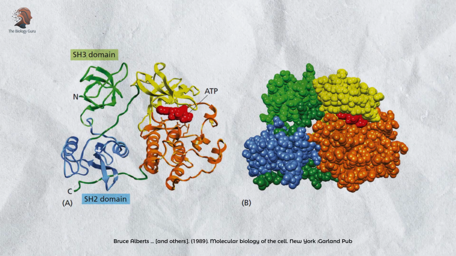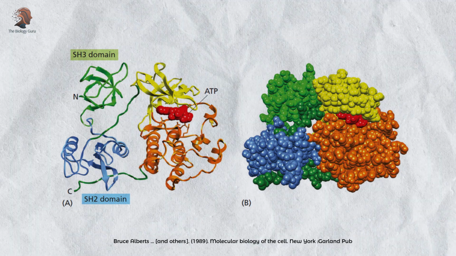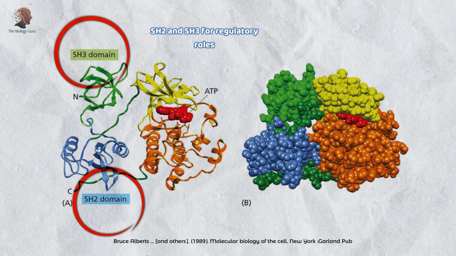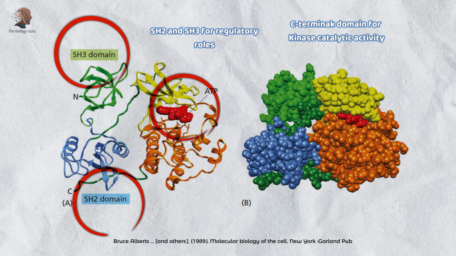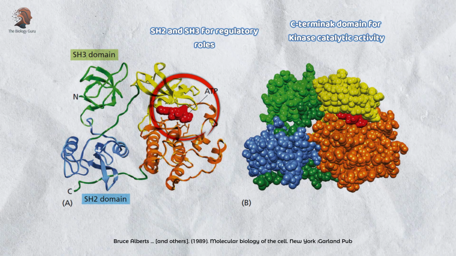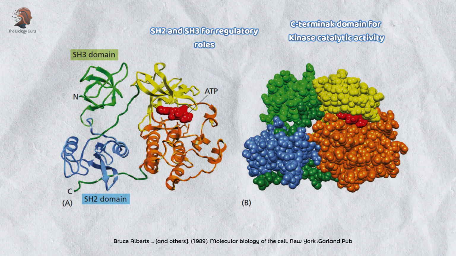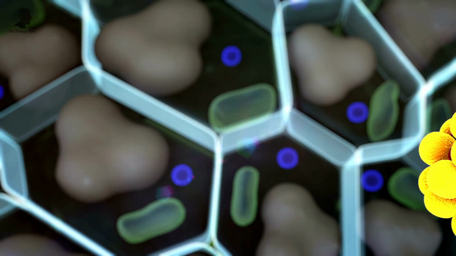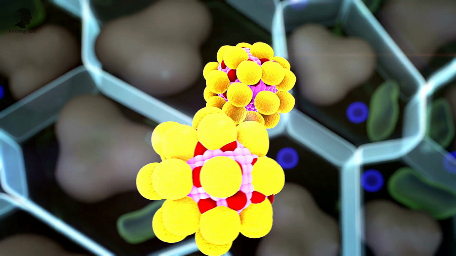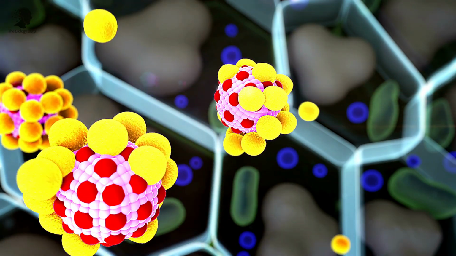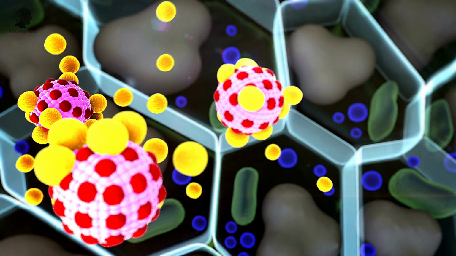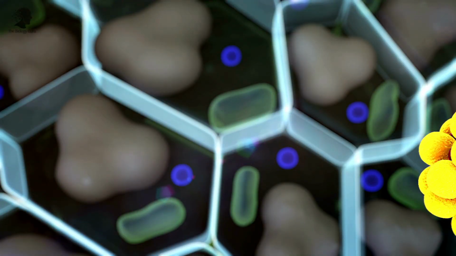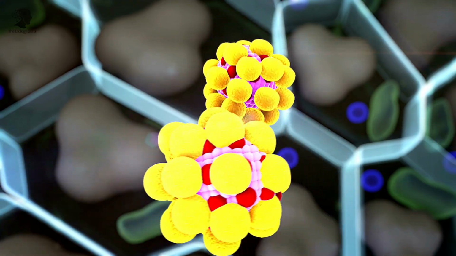Different domains within a protein often have distinct functions. For instance, the SRC protein kinase has three domains, SH2 and SH3 for regulatory roles, and a C terminal domain for kinase catalytic activity. This modular structure allows proteins to function as molecular switches, transmitting information throughout the cell. Understanding these fundamental aspects of protein structure is crucial as it forms the basis for much of cell biology and biochemistry. In our next video, we'll dive deeper into the roles of these proteins within the cell and how their structure enables their diverse functions.